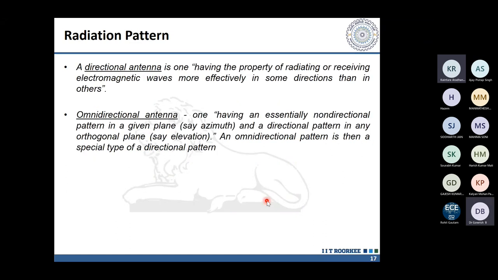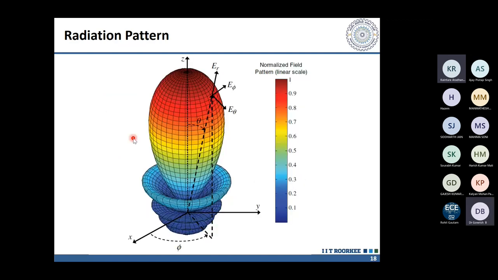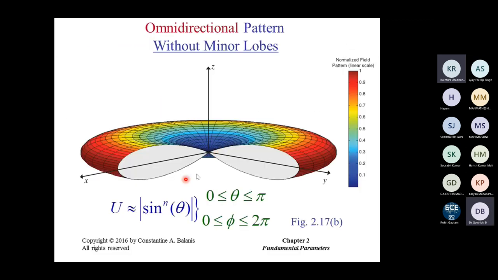In the directional pattern, we saw that it radiates efficiently in some directions compared to other directions. An omnidirectional antenna is a mixture of isotropic and directional patterns. In one plane, the radiation is uniform, whereas in the orthogonal plane, the radiation is directional. For example, this is the pattern of a directional antenna, and this is the pattern for an omnidirectional antenna. In the XY plane, if you take the cross section, the radiation is uniform. Whereas if you take any orthogonal cross section, that is the XZ plane or YZ plane, then the radiation is directional. So it has properties of both isotropic and directional.